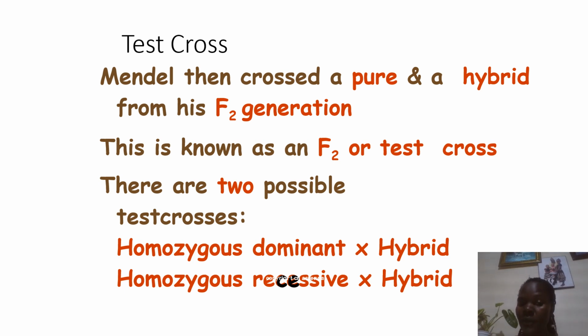A test cross is where a heterozygous individual, or hybrid, is crossed with either a homozygous recessive or a homozygous dominant. So it is known as a test cross. The possible test crosses are homozygous dominant crossed with a hybrid, that is heterozygous, or homozygous recessive crossed with a hybrid.